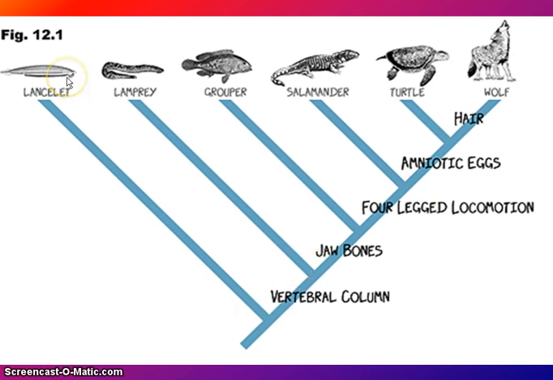Now then the lamprey branches off. Now it has a vertebral column, but it doesn't have jawbones, doesn't have four legs, doesn't have amniotic eggs, doesn't have hair. Then we get to grouper. Okay, it has all of these traits above it, but it has none of these traits below it. So you can see how they've branched off and become more different from one another.